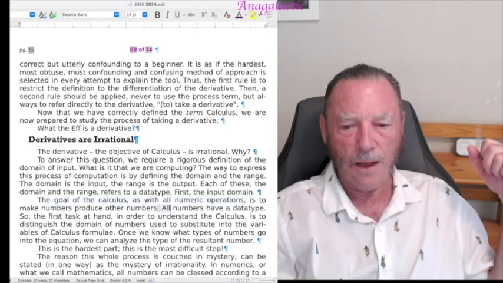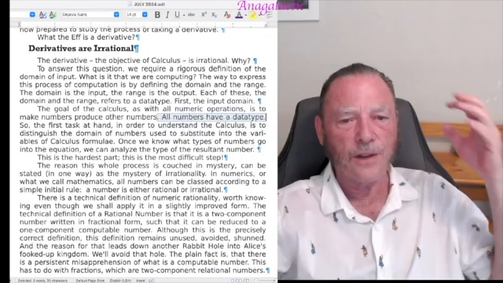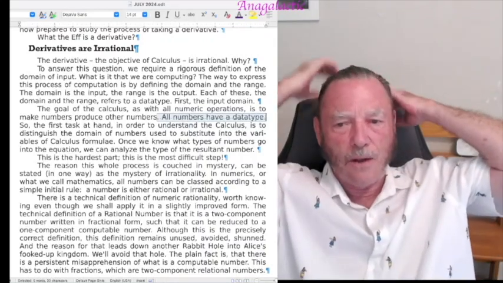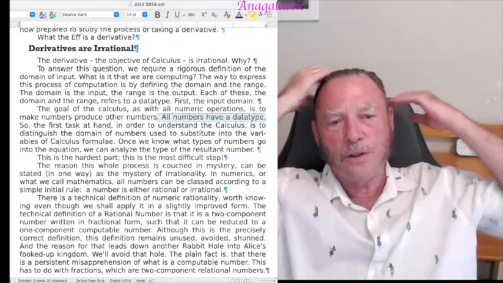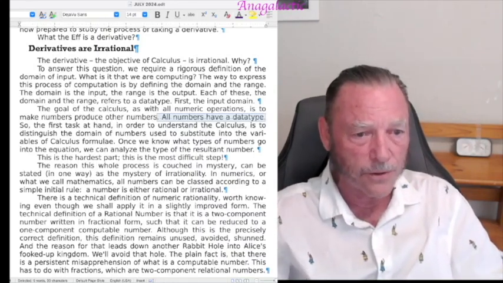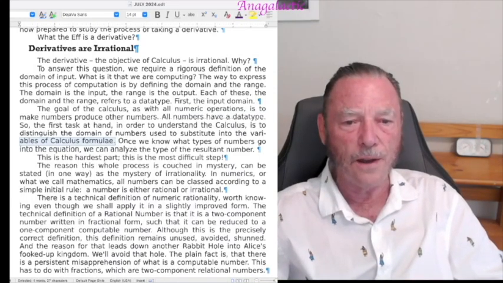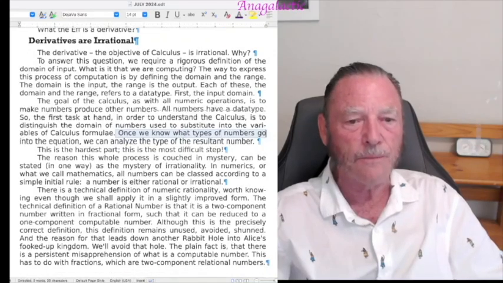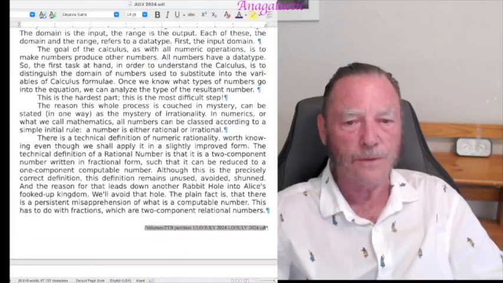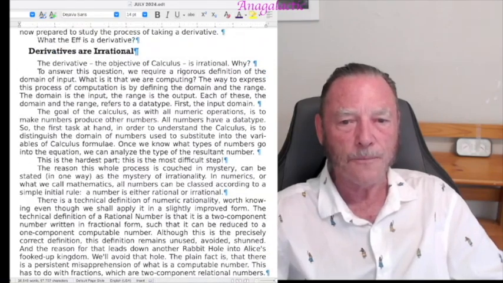All numbers have a data type. So the first task at hand, in order to understand the calculus, is to distinguish the domain of numbers used to substitute into the variables of the calculus formulae. Once we know what types of numbers go into the equation, sometimes the text gets a little raspy. The technical definition, let me go back.